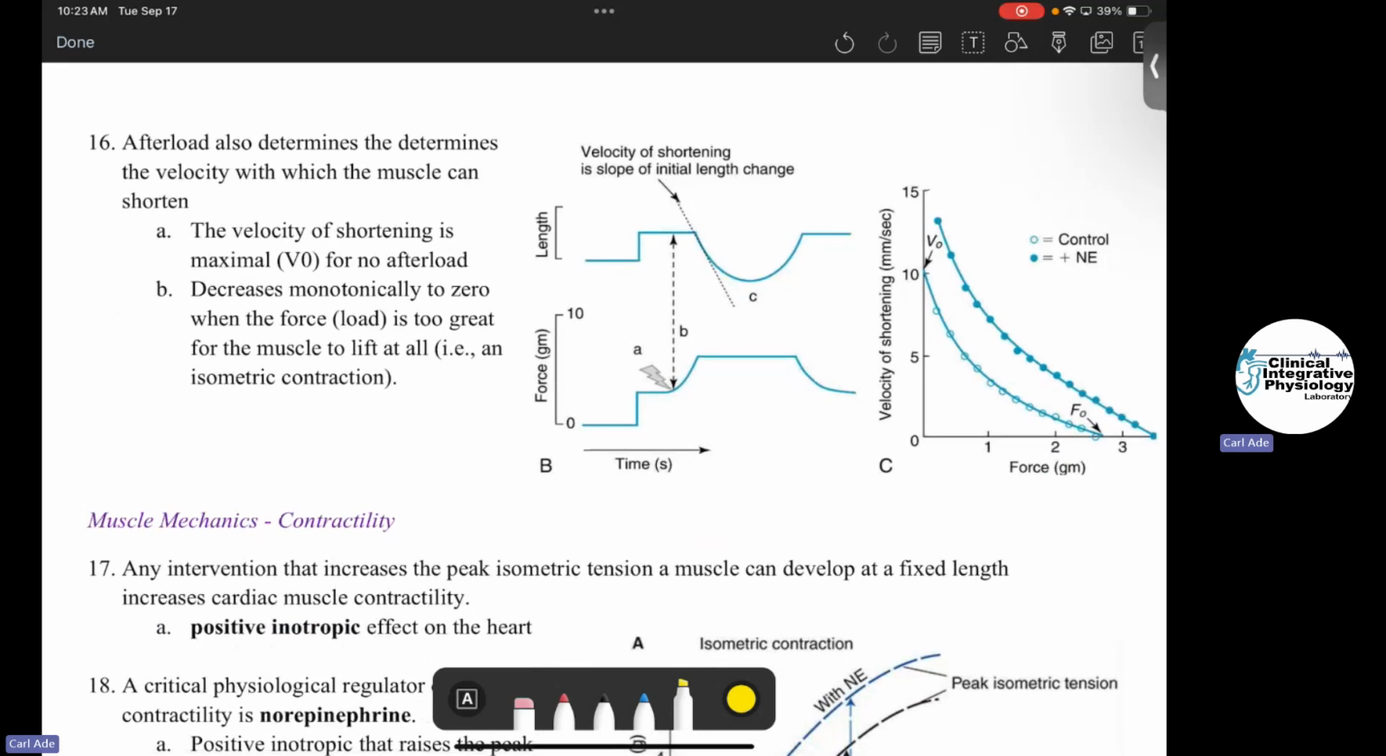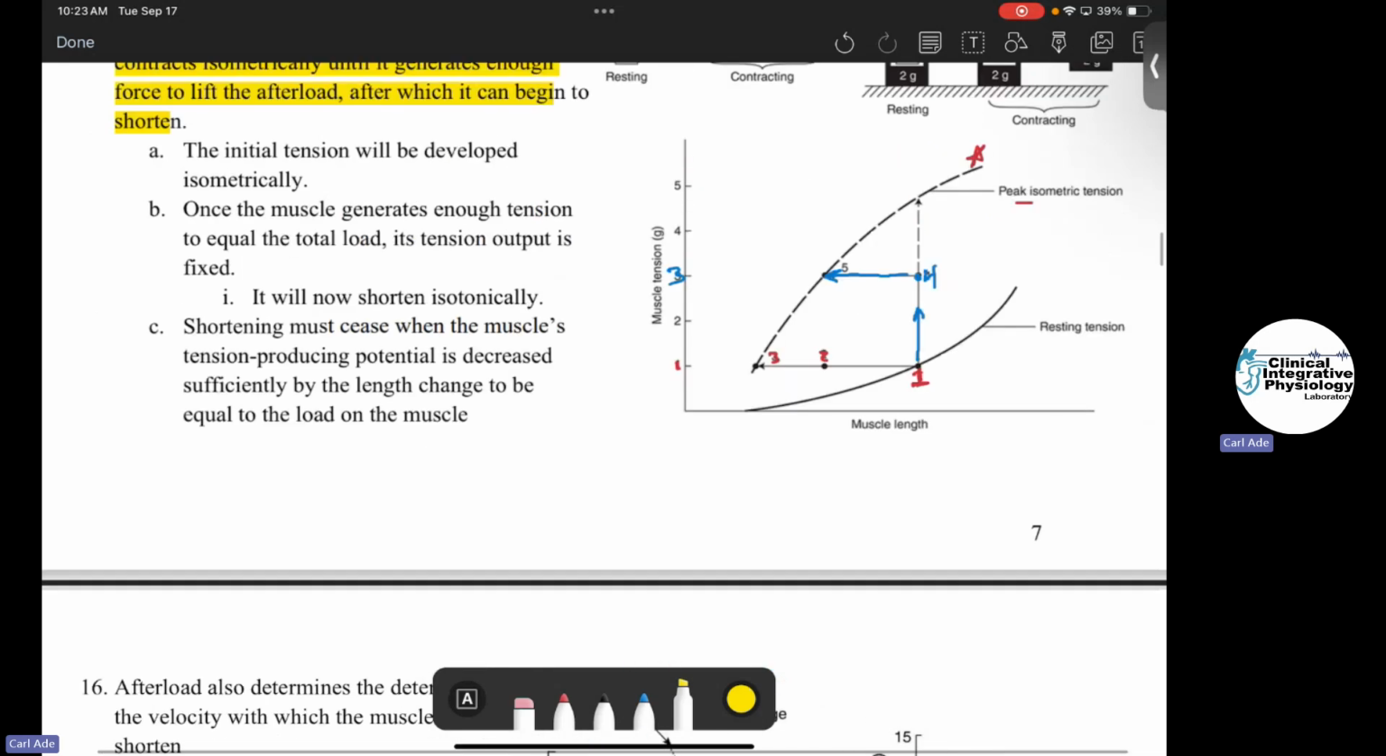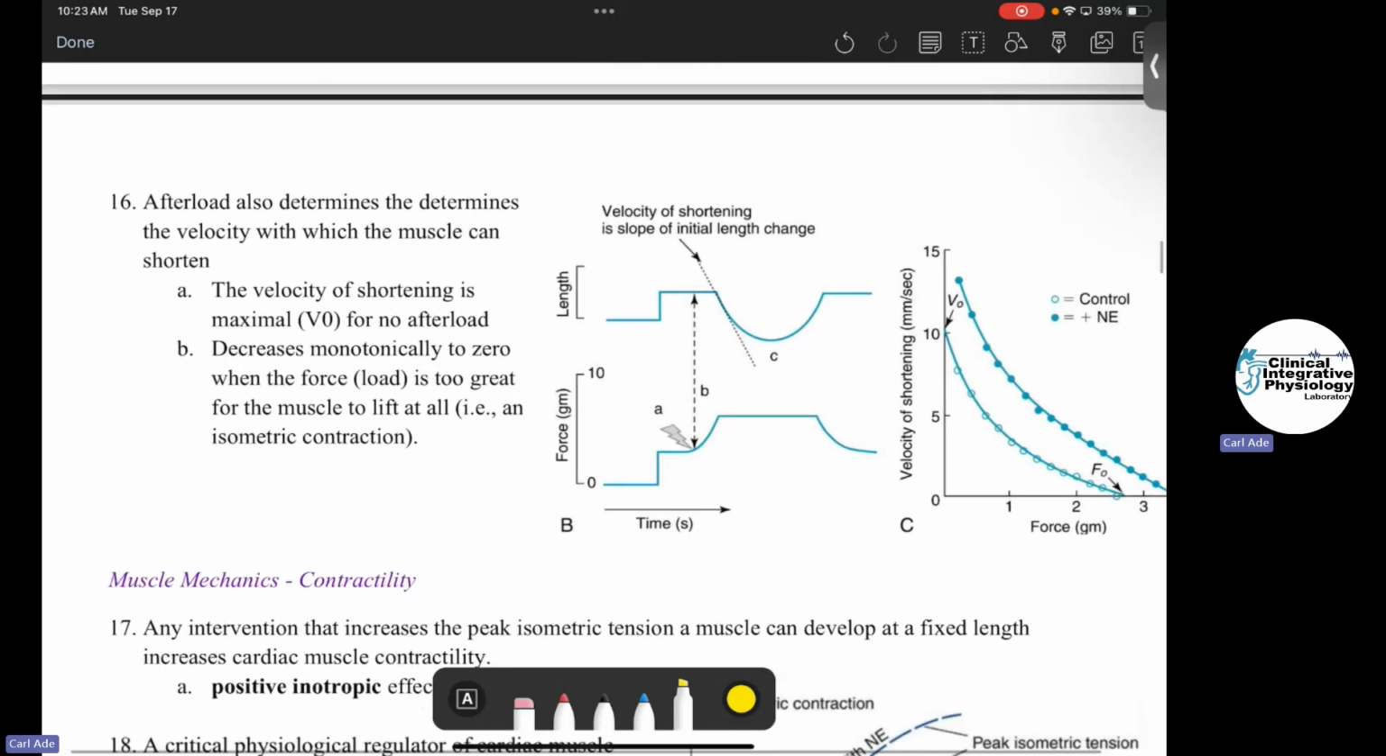This afterload not only determines how much force it can lift, it determines the velocity. So the velocity is fastest or maximal when there's no afterload. And as I start adding more load to it, you might expect, the velocity goes down.